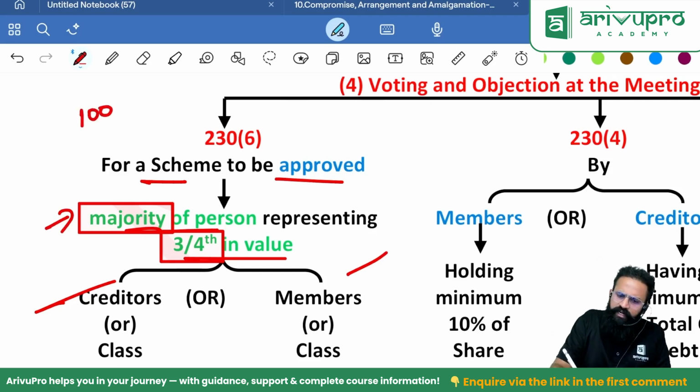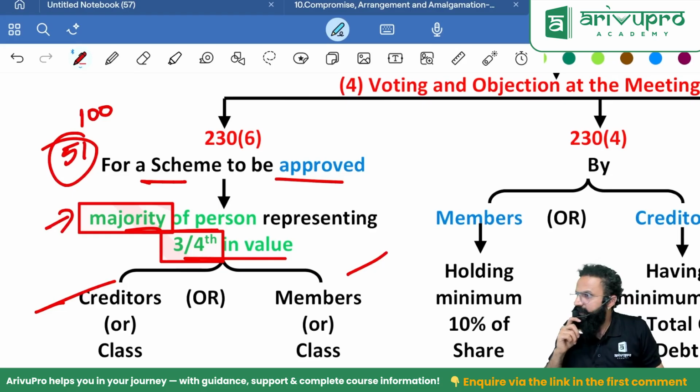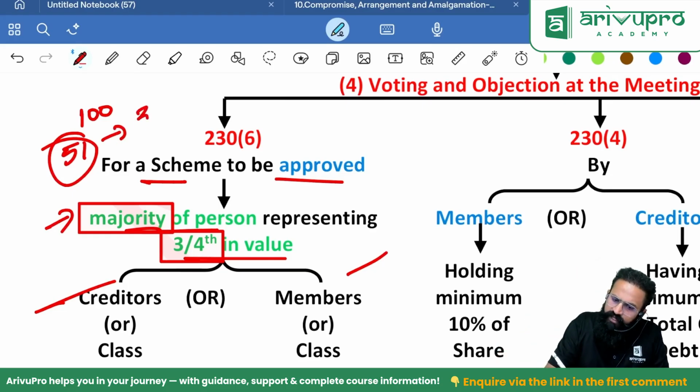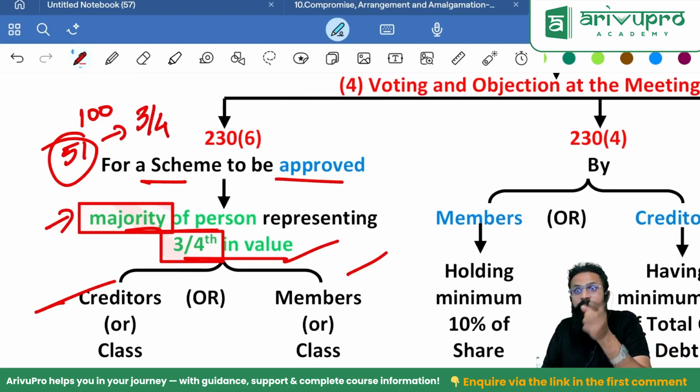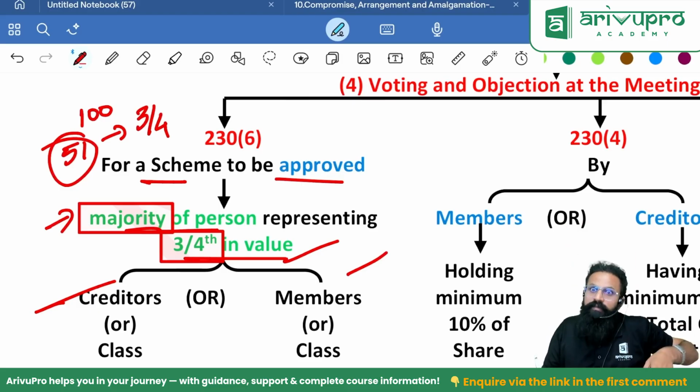Meaning there are 100 people in the meeting. 51 people have to agree to this particular compromise, provided these 51 people should be holding 3/4 in value. Special resolution also is required, but the number of people agreeing should not be 1 or 2. The people should also be a majority. Rarely you will see this. Where else did you see this?